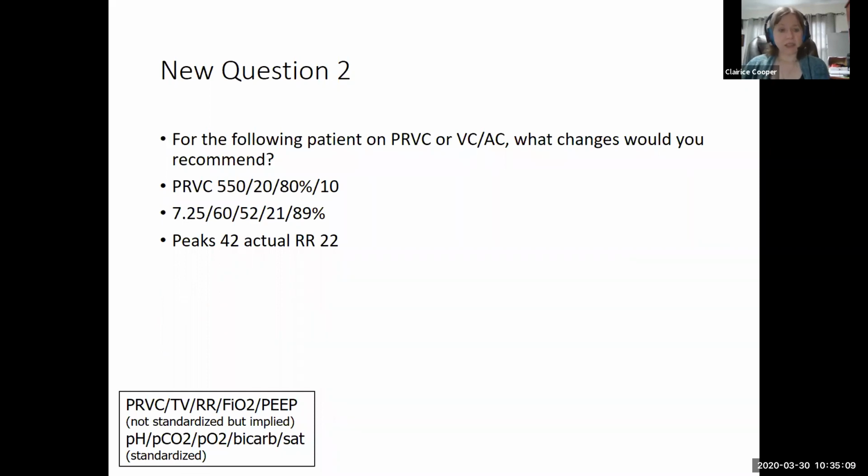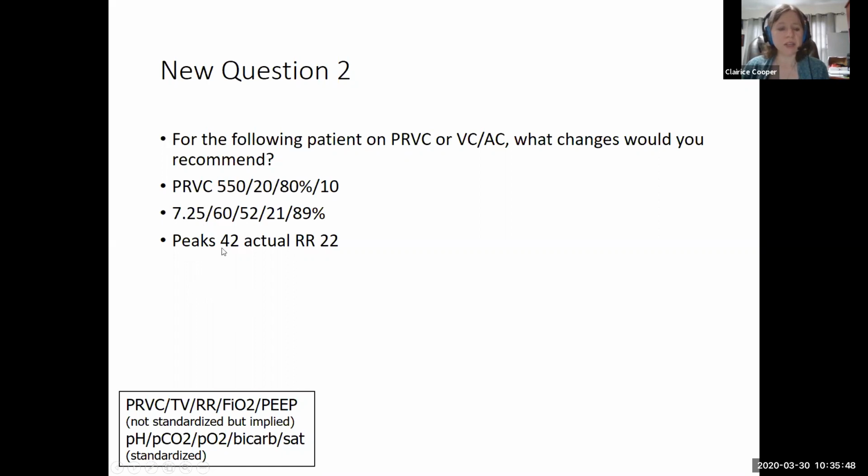So this is a challenging patient. We have a lot of things to consider. At first glance, you can see that the patient is on pretty high settings. The FiO2 is 80% and the PEEP is 10. Despite that, their saturations are only 89%. Their P to F ratio is less than 100. And they have a primarily respiratory acidosis with hypercarbia and a pH of 7.25.